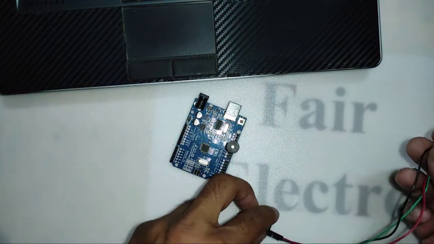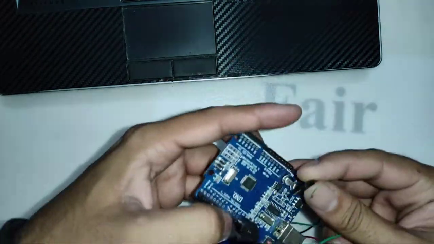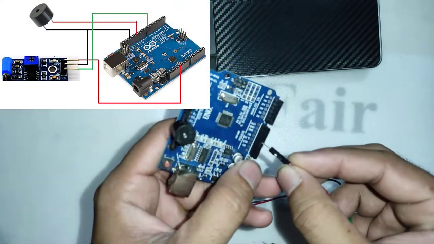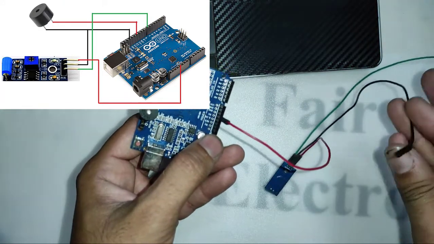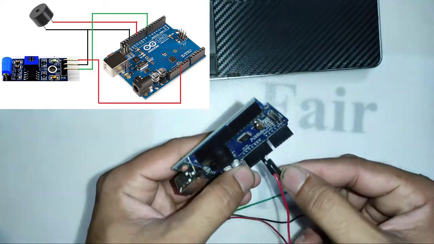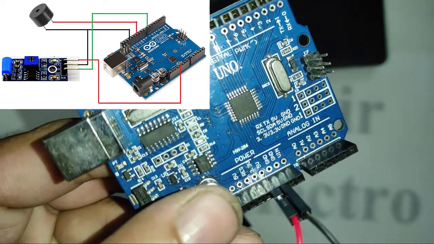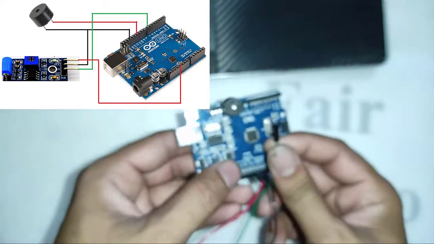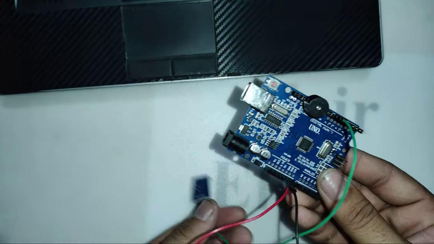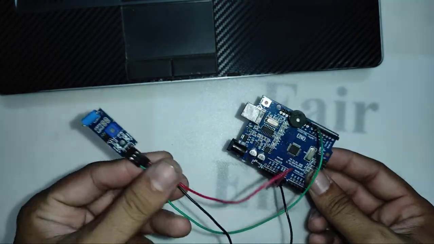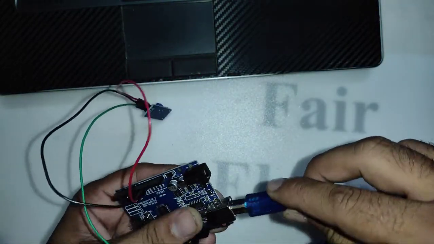Now connect these wires to Arduino. Positive wire to 5 volt. Negative wire, black wire to GND. And green wire to pin number 7 of Arduino. Connections are complete. Now connect the Arduino to computer for the program writing.